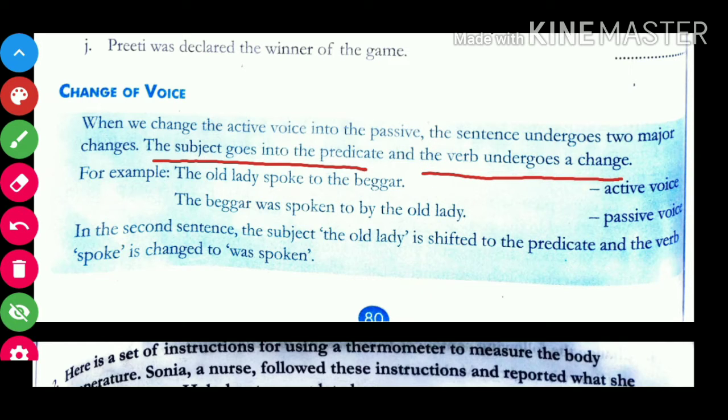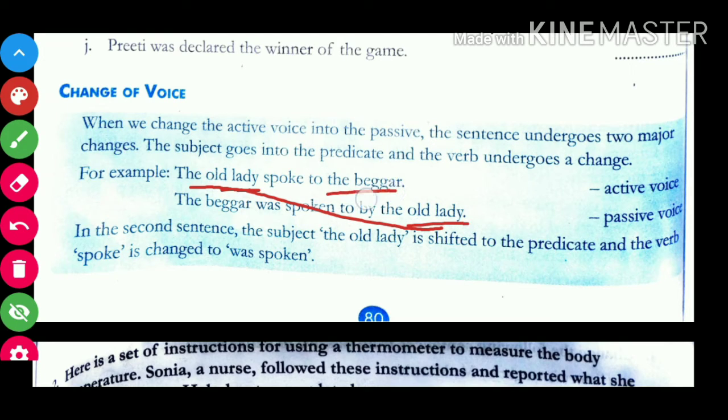Okay, ये दोनों चीजें हम देख चुके हैं, that subject goes into predicate's place or the object place, and there is a change in the form of verb. See, for example, over here, the old lady spoke to the beggar. This is an active voice. This old lady, the subject, went into predicate's place in passive voice. जी यहाँ पे predicate में था वो subject बन गया.